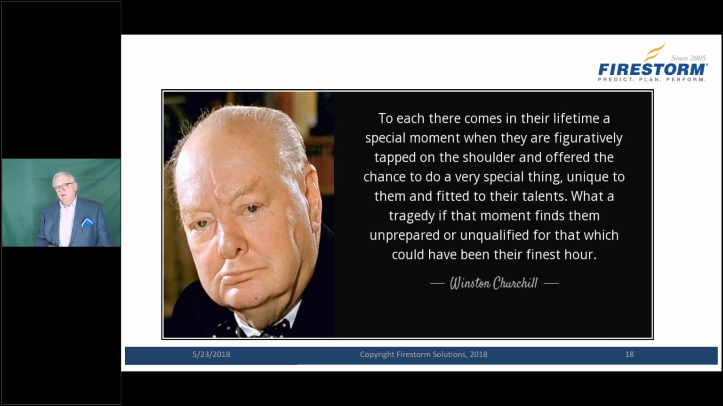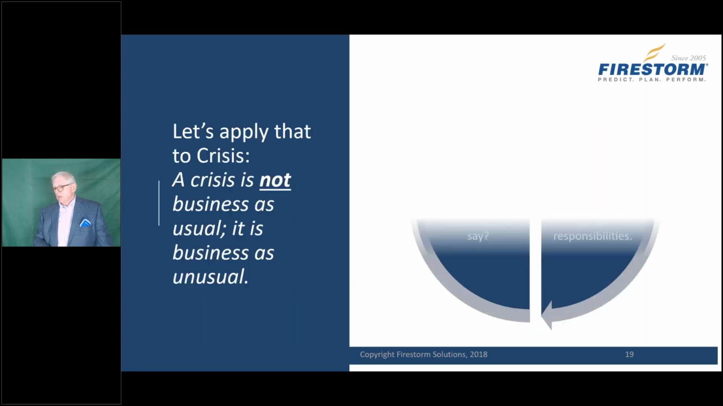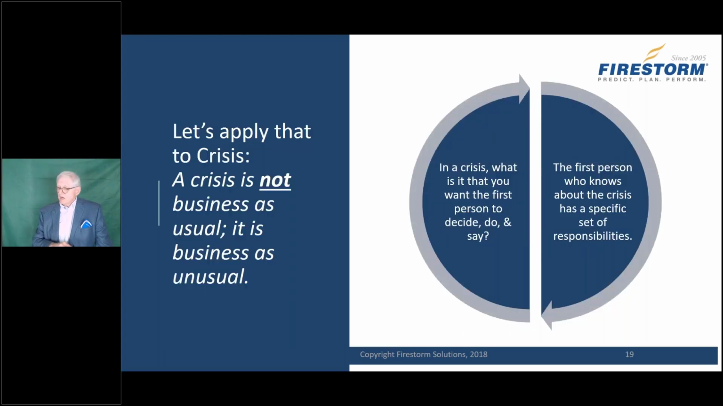But when you find that crisis in your county, in your city, in your department, in your organization, that is your time to focus on the solution. So if you think about it, in a crisis, it's not business as usual, it's business as unusual. Because if it was normal, it wouldn't be a crisis. You wouldn't be at that point.